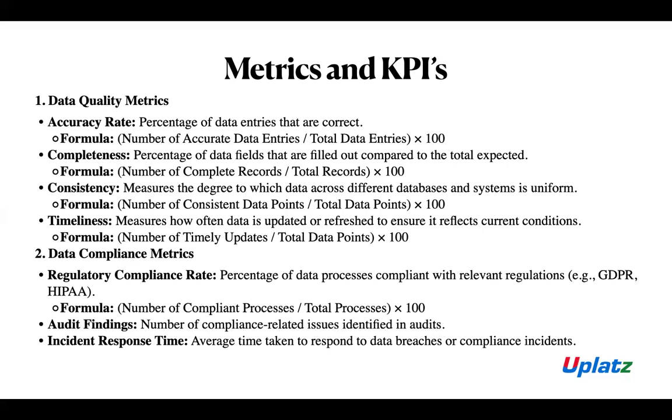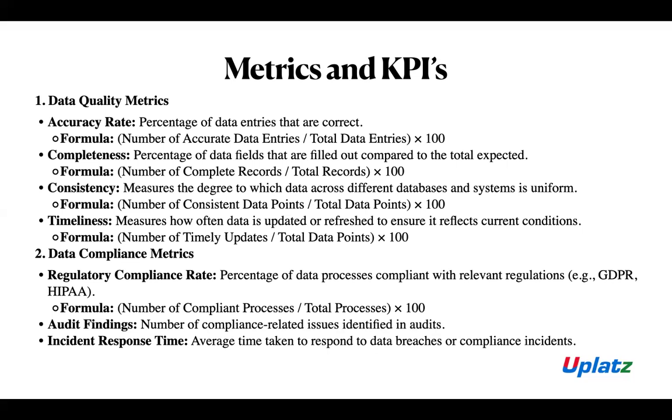The second is completeness. It is the percentage of data fields that are filled out compared to the total expected. So the formula for this will be number of complete records divided by total records, whole multiplied by 100. The third one is consistency. It measures the degree to which data across different databases and systems is uniform. Again, the formula will be number of consistent data points divided by total data points, again multiplied by 100.